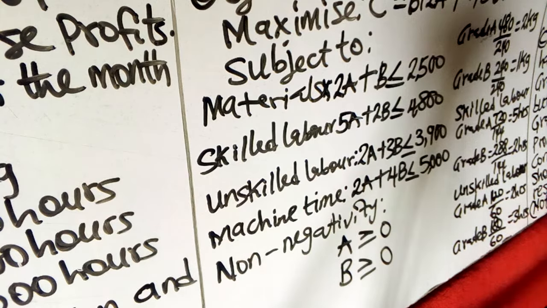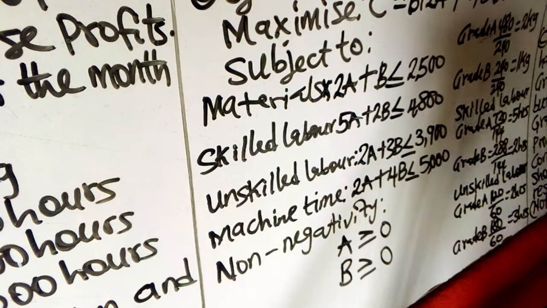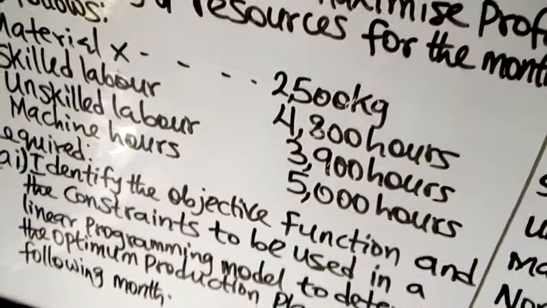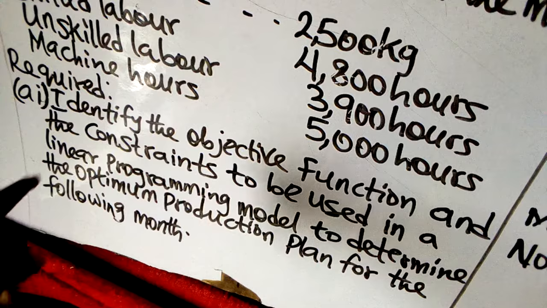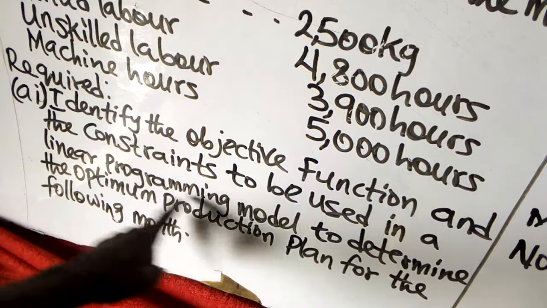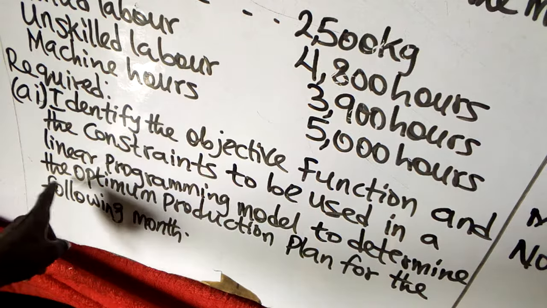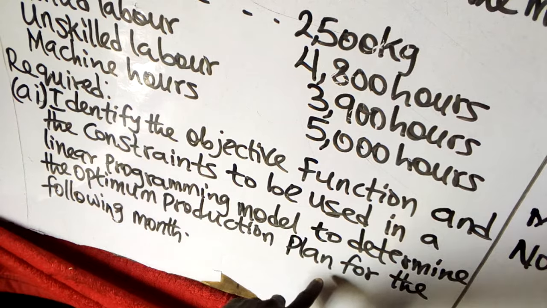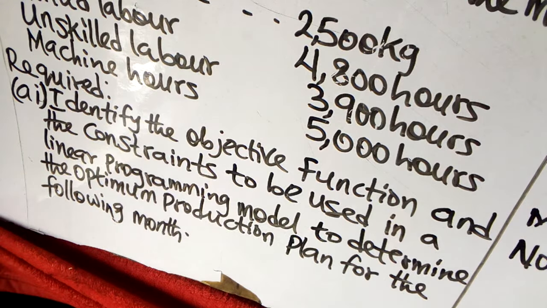So we have completed the formulation process. We have completed the processes involved in formulation. That means we have completed requirement A. You are to identify the objective function and the constraints to be used in a linear programming model to determine the optimum production plan for the following month. So that is the solution to A1.